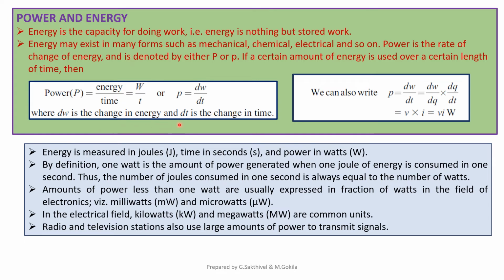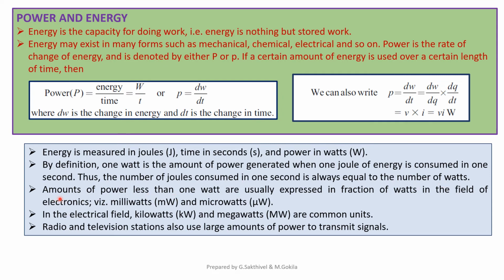And the power is also denoted by dW by dt, where dW is the change in energy and dt is the change in time. Power is also given by the product of voltage into current, and the unit of power is watts, that is represented by the letter W. And the energy is measured in joules, that is represented by the letter J. 1 watt is the amount of power generated when 1 joule of energy is consumed in 1 second. Thus, the number of joules consumed in 1 second is always equal to the number of watts.